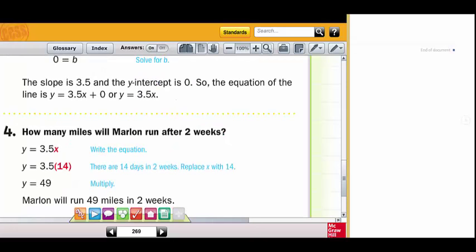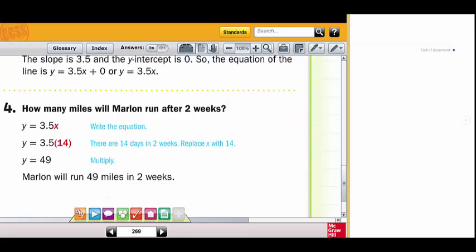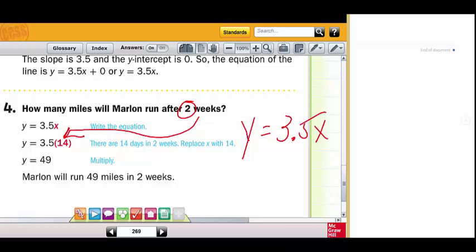So now once we have that, we can write our equation as y equals slope, which was 3.5, times x. And it's plus 0, so we're just going to leave it as y equals 3.5x. Now our question is, how many miles will Marlon run after 2 weeks? Okay, so we have y equals 3.5x, and we're given an x value of 2 weeks, but we have to be careful here and recognize that 2 weeks is 14 days. So we're going to multiply 3.5 times 14, and we're going to do that in our head here in a minute if you're patient with me.